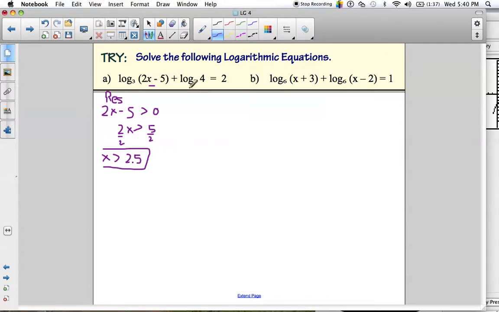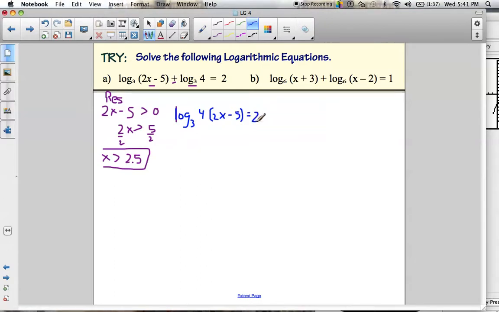Okay, let's make these into a single log. So there's a plus sign there, so I'm going to take this argument and multiply. And let's just change the color here. Let's go blue now. So we go log base 3. Take this 4, and we're going to multiply it by that argument. And it equals 2.